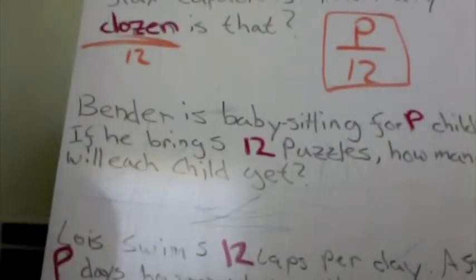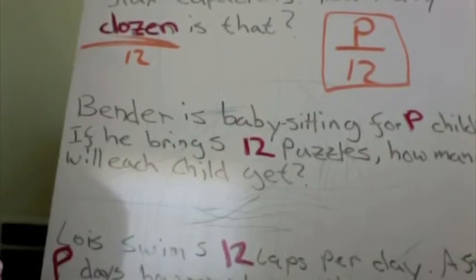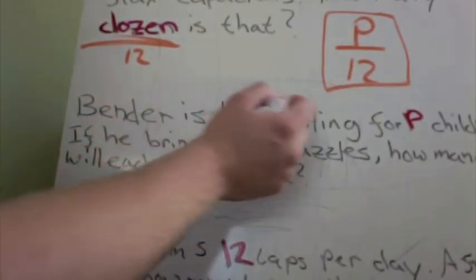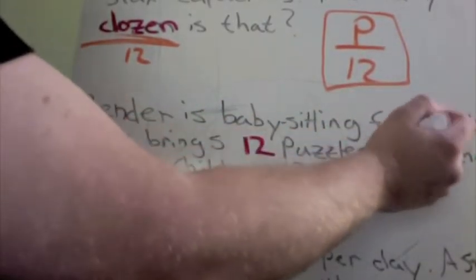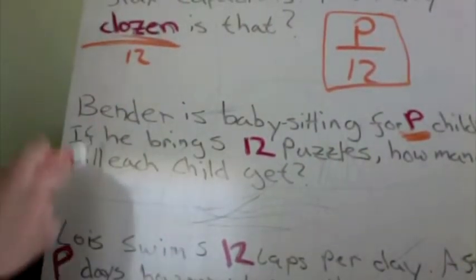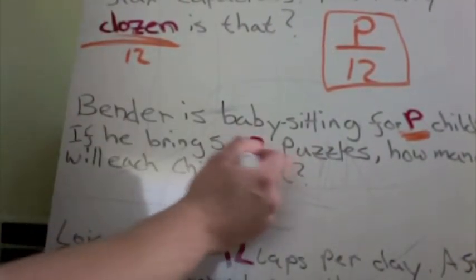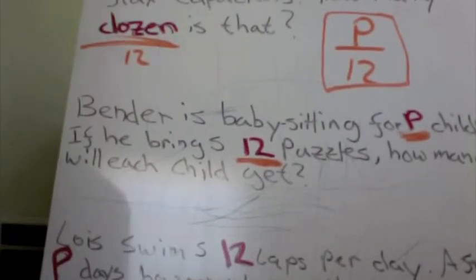It says Bender's babysitting for P children. If he brings 12 puzzles, how many will each child get? Okay? So he's babysitting for P children. So that's an unknown. We don't know what that is. There's some number of them. Okay? But if he brings home 12 puzzles, how many is each going to get?